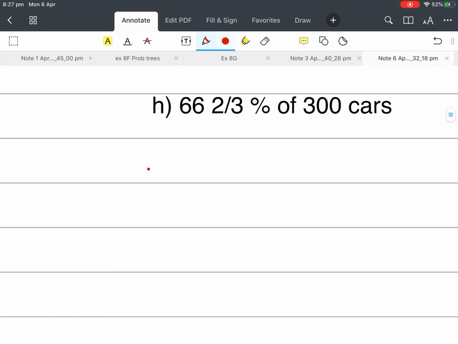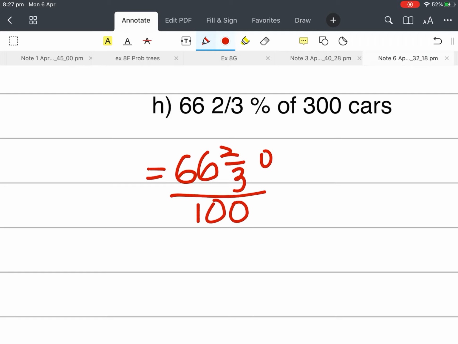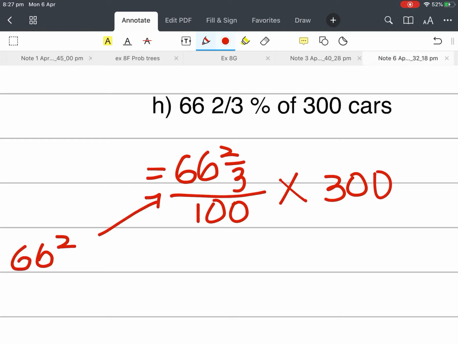Okay, let's try the next one, H. Now that is 66 2/3. If you couldn't see that, okay. Now 66 2/3 over 100. I know you might be saying, how do you have over 100 if you have a fraction? Let's see if it works in our calculators or not. And we're going to multiply that by 300.